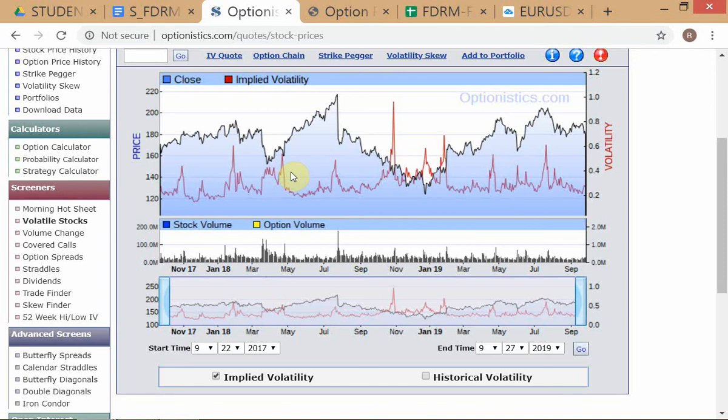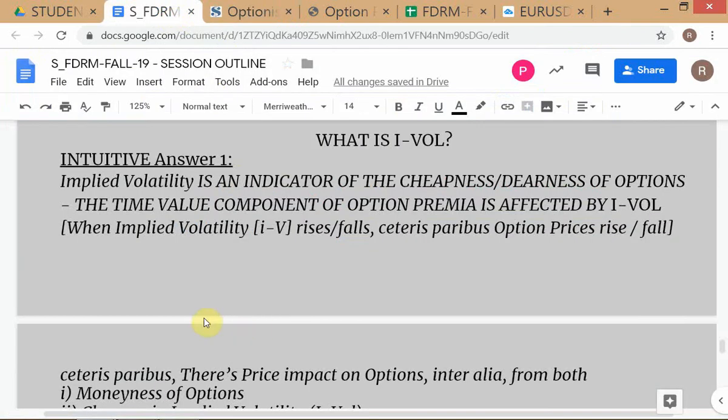So what is the eyeball at the first level? When we look at eyeball, we're going to look at two intuitive answers and one mechanical answer. Essentially, the way we think about eyeball is as an indicator of how cheap or expensive the option is.